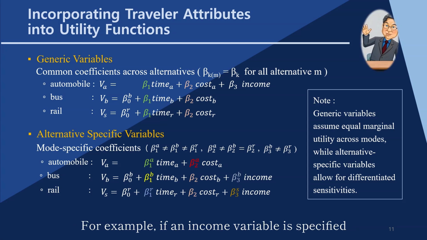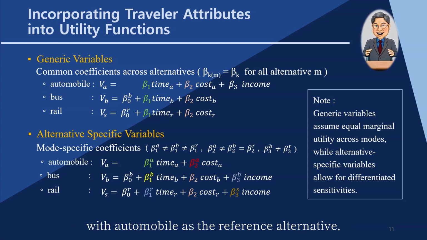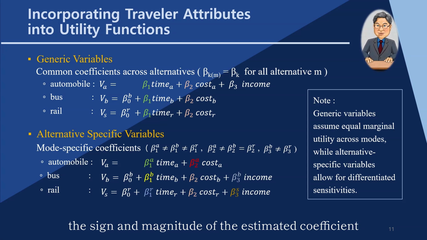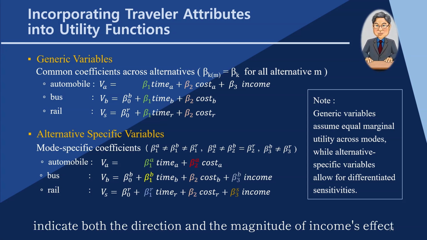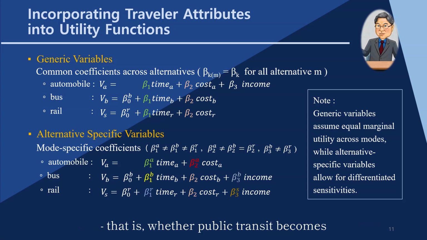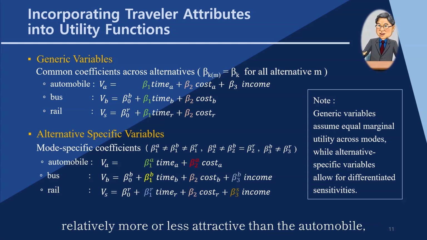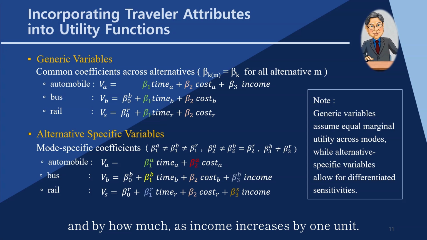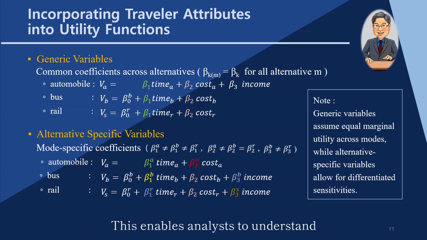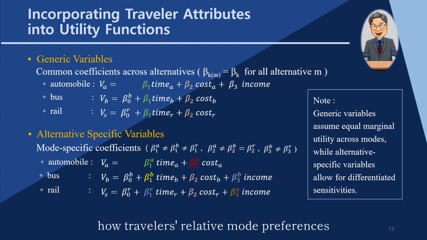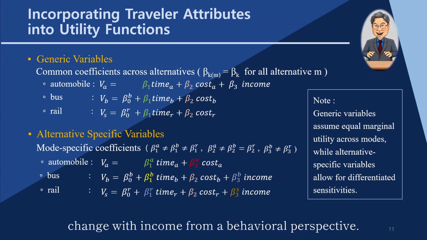For example, if an income variable is specified with automobile as the reference alternative, the sign and magnitude of the estimated coefficient indicate both the direction and magnitude of income's effect, that is, whether public transit becomes relatively more or less attractive than the automobile, and by how much, as income increases by 1 unit. This enables analysts to understand how travelers' relative mode preferences change with income from a behavioral perspective.